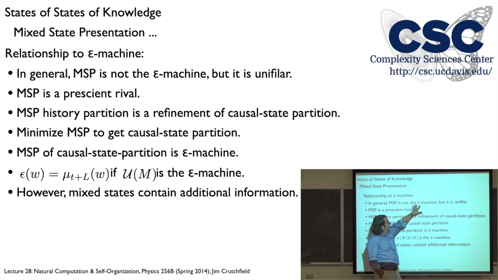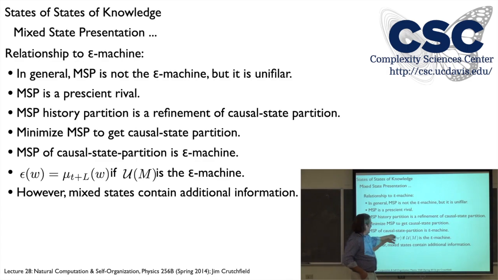Exactly what are the conditions where the mixed state presentation of a presentation will be the epsilon machine. We have some good hints about how to prove this, but it's not proven yet. So, and we have some simple examples that, again, I'll put one on the homework, where it doesn't minimize, but still gives you useful states. There's still prescient rival states.